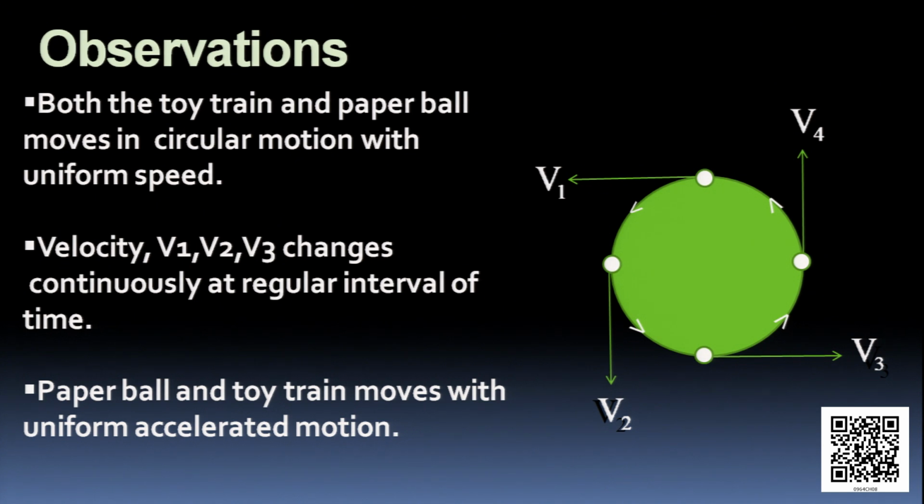So the direction of velocity continuously changes at regular intervals of time. Although the magnitude remains constant, the direction of velocity changes continuously. So the paper ball and the toy train move with uniform circular motion. The speed is constant here.